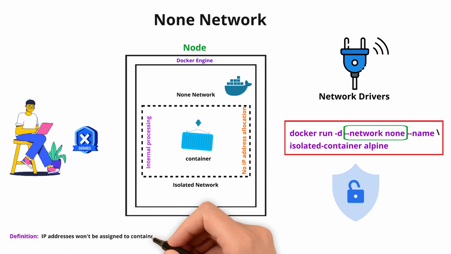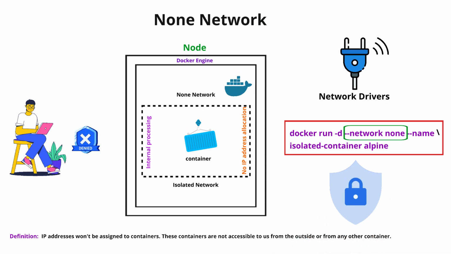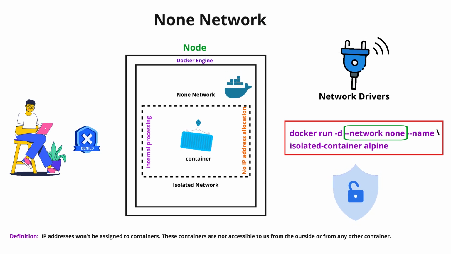Let's understand the definition of the none network. Here, IP addresses won't be assigned to containers, and these containers are not accessible from outside, nor from any other container.